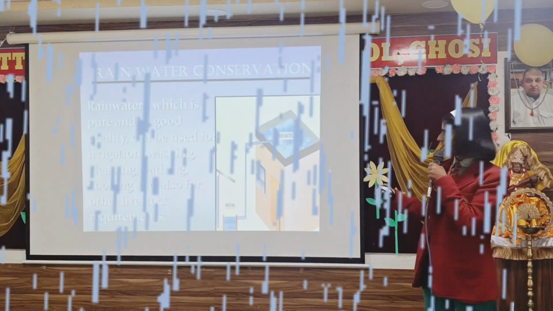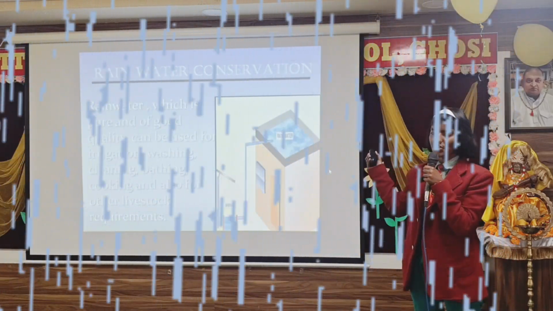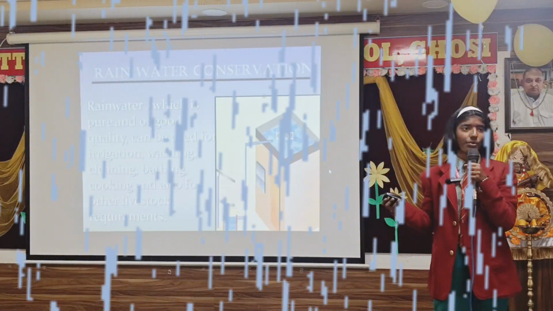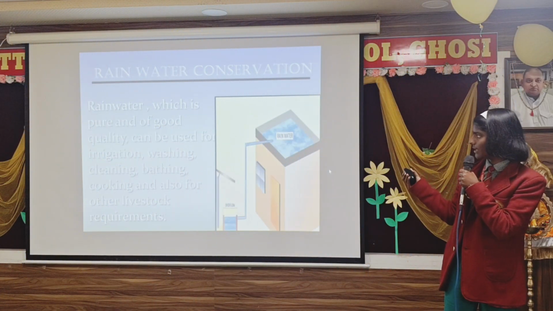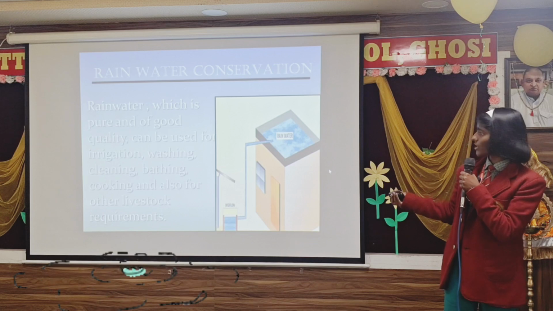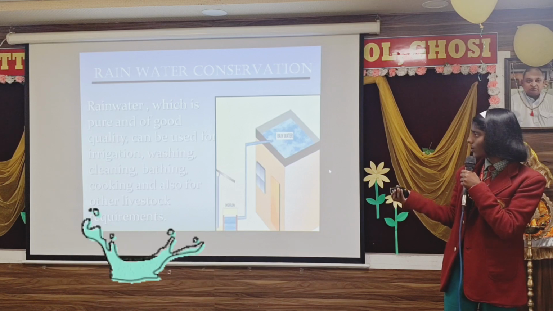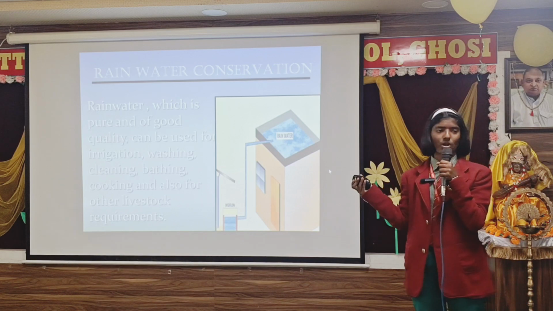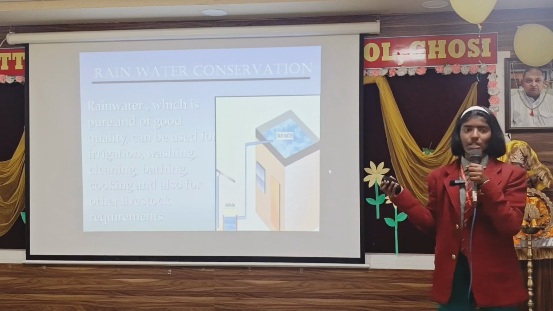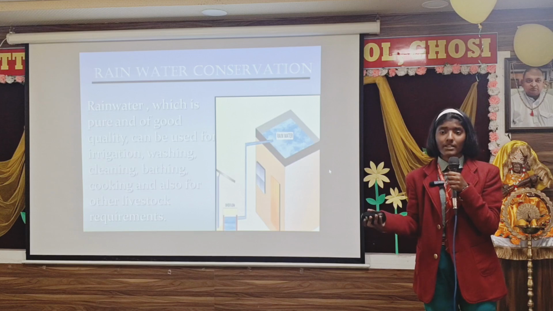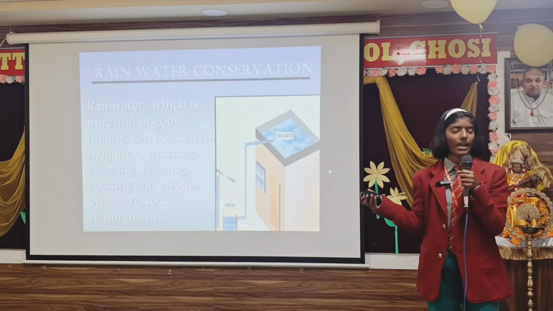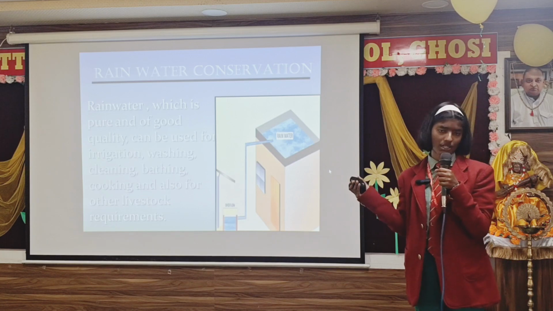Now moving to the next slide, it is rainwater conservation. It is one of the best ways to conserve water. Rainwater, which is pure and of good quality, can be used for irrigation, washing, cleaning, bathing, cooking and also for other livestock requirements. This method is one of the most important and cheapest methods for conserving water. This can be used in urban areas as well as in rural areas, hence it is required.